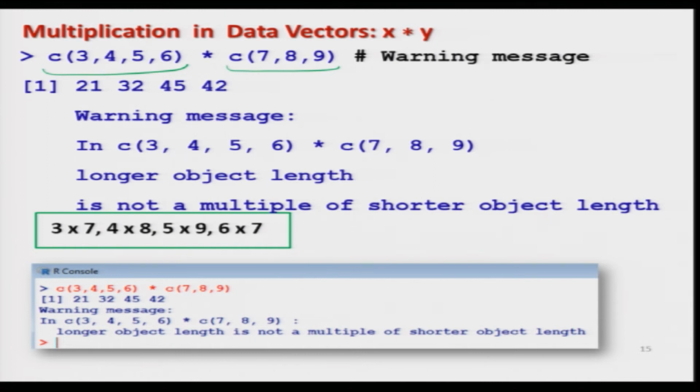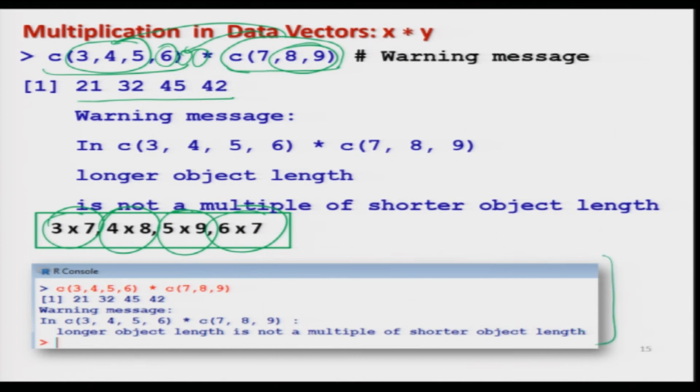So, in this case the similar operation will happen. Now, you know that this 7, 8, 9 will be transported to the first 3 elements of data vector 1, and we will have 3 into 7, 4 into 8, 5 into 9. Now, this data vector 7, 8, 9 will be transported to the first data vector again, and the first element is here 6. So, 6 and 7 are going to be multiplied, but what to multiply with 8 and 9, that is not clear to R. So, it will not do anything, but it will simply give you a warning message and it will give you the output 21, 32, 45, 42, right. And this is here the screenshot of the same operation when you try to do it on the R console.